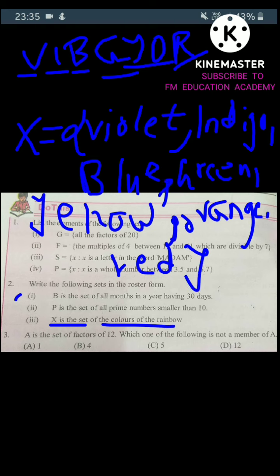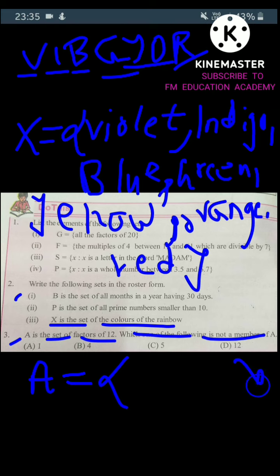Okay, next, third question is, A is a set of factors of 12. Which one of the following is not a member of A? It is telling that A should have only factors of 12. What are the factors of 12? 1 twelve is 12, so 1 is a factor of 12. 2 sixes are 12, so 2 is a factor of 12. 3 fours are 12, so 3 is a factor of 12. 4 threes are 12, so 4 is a factor of 12. 6 twos are 12, so 6 is a factor of 12. 12 ones are 12, so 12 is a factor of 12.